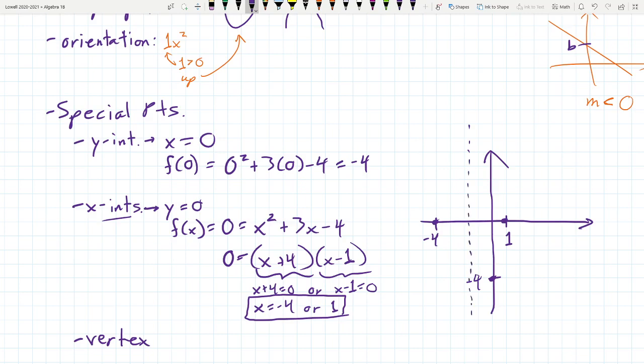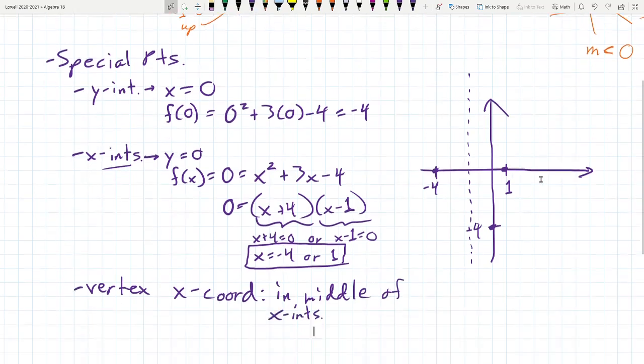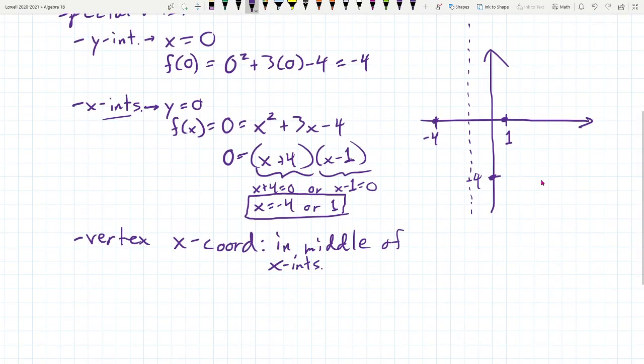It's a little hard to see where that is, but we could find it exactly, or algebraically, by finding the middle of those two numbers. So the x-coordinate of the vertex is always in the middle of the x-intercepts. Now, how do you find the middle of two numbers?